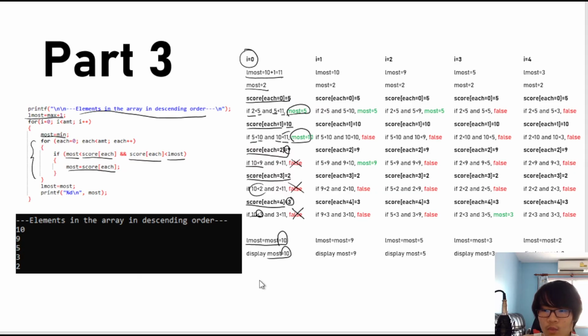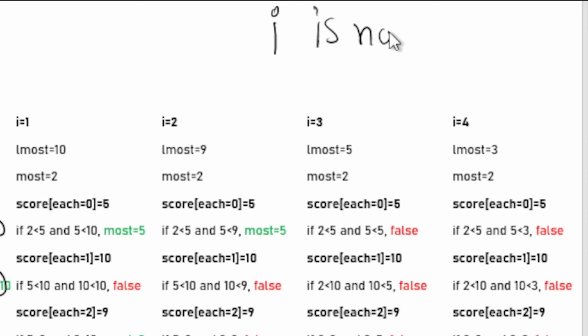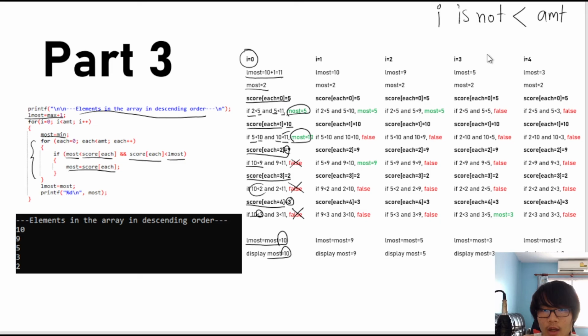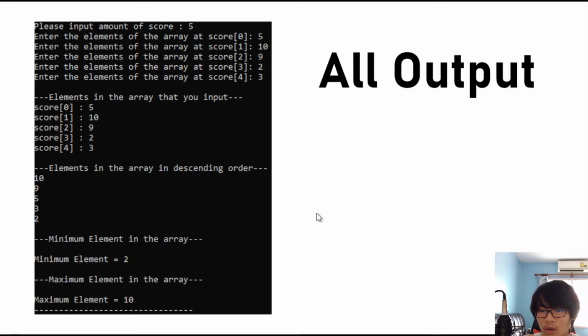The program will loop the work until the value of i is not less than amt anymore. That will be the end of the program. This is all of the output.